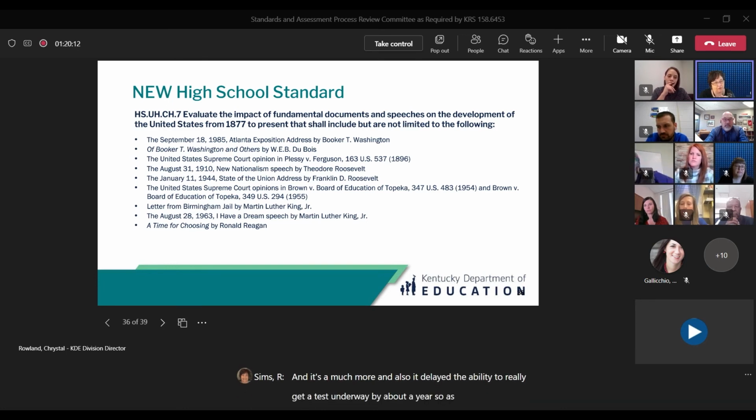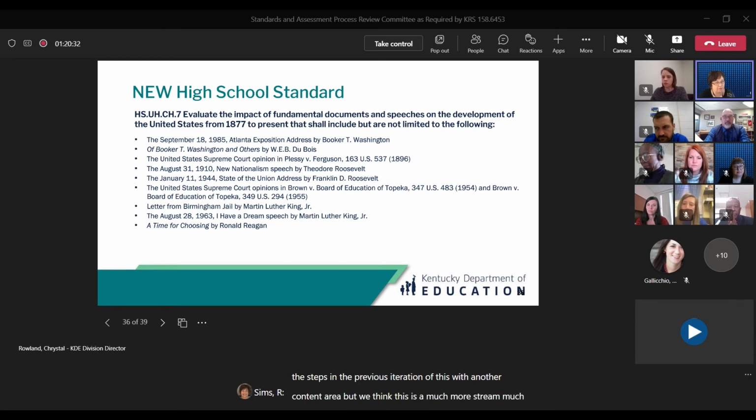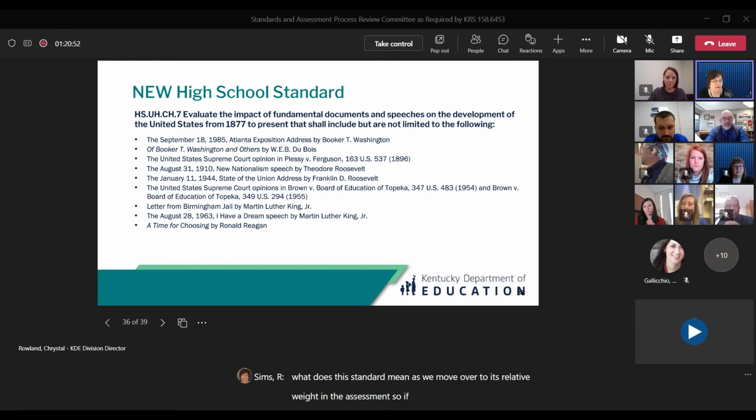So as we went back and looked at the statute, we thought it was a much more efficient process to run these side by side, so that we make sure we cover all the steps. We felt like we were doing the steps in the previous iteration with another content area, but we think this is a much more efficient process, and it makes the folks that are the most knowledgeable members of the various committees, and who've had the most opportunity to read all the public comments, able to also then evaluate what this standard means as we move over to its relative weight in the assessment. So I feel very positive about that as well.